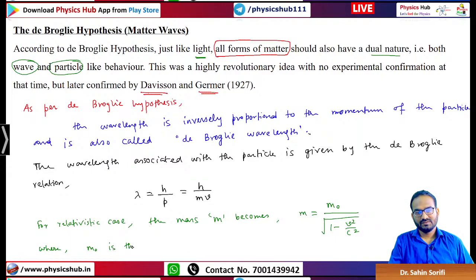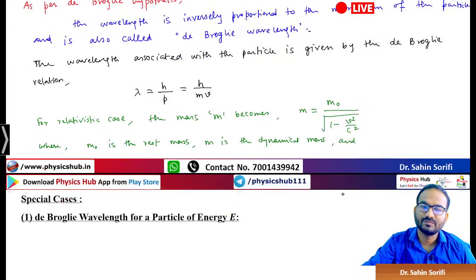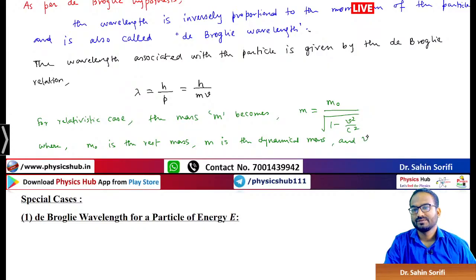M naught is the rest mass, and you can say m is the dynamical mass. And v is the velocity of the body.